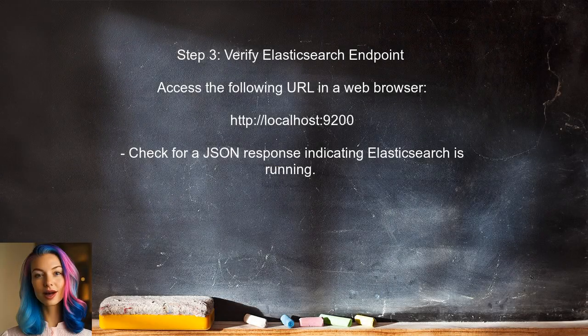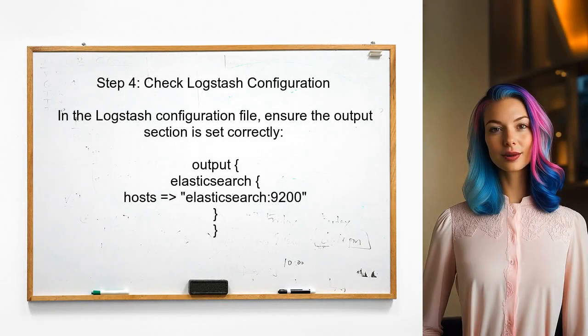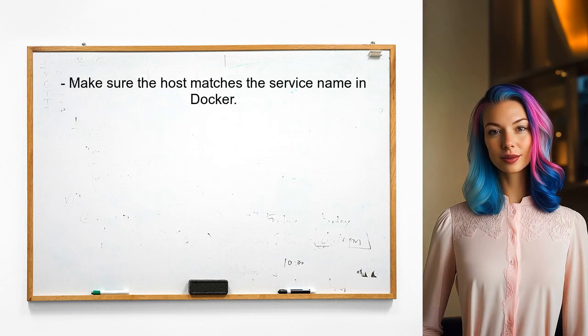Next, the user should verify the Elasticsearch endpoint by accessing it through a web browser or using a tool like curl. They should navigate to the URL http://localhost:9200 to check if Elasticsearch is responding. If the user still encounters connection issues, they should check the Logstash configuration. Specifically, they need to ensure that the output section of the Logstash configuration file points to the correct Elasticsearch host.